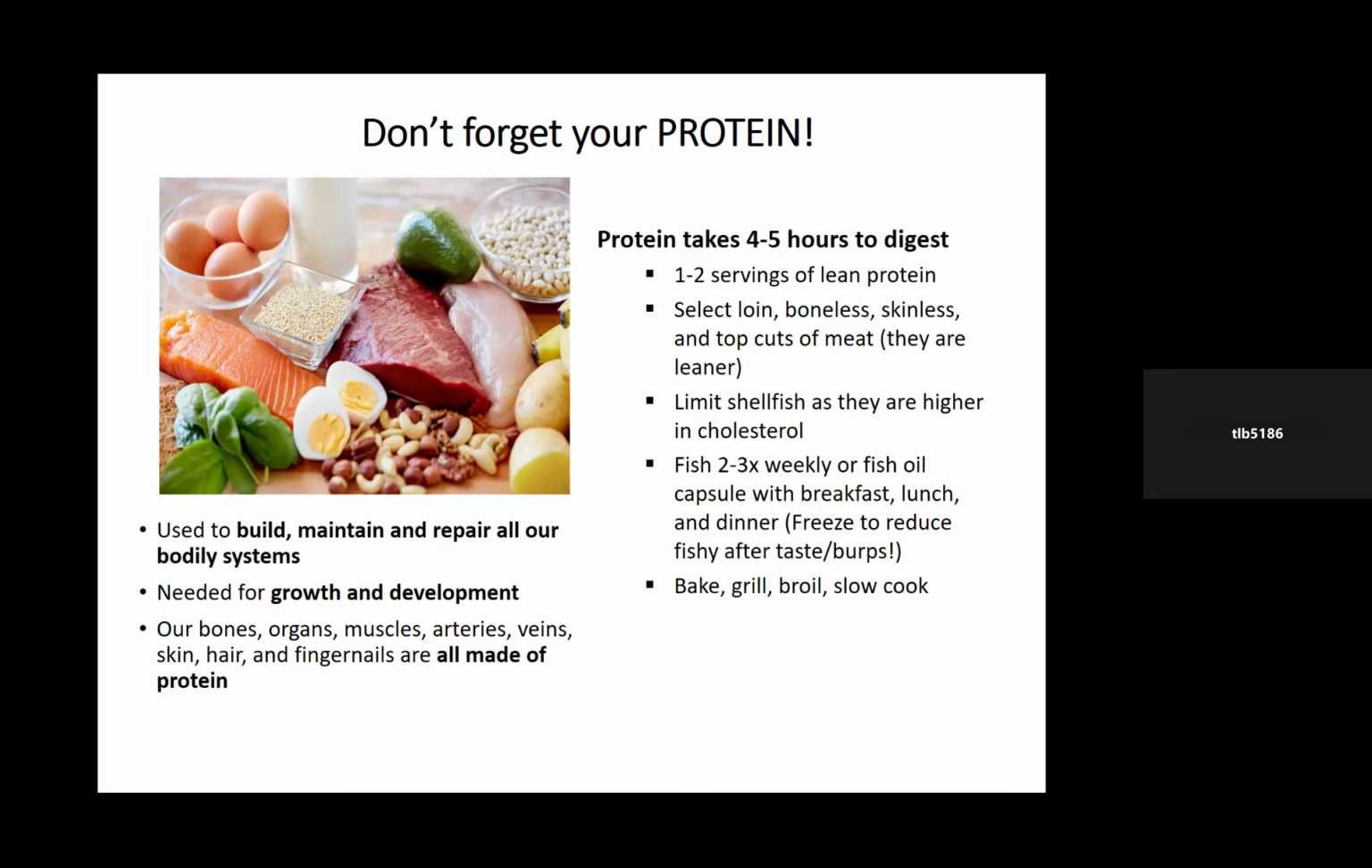Our foods should be baked, grilled, broiled, or slow cooked. Our proteins are broken down when they're fried. Protein breaks down at high heat. So slow cooking and those other methods are going to be healthier for you. Plus, you don't add fat.